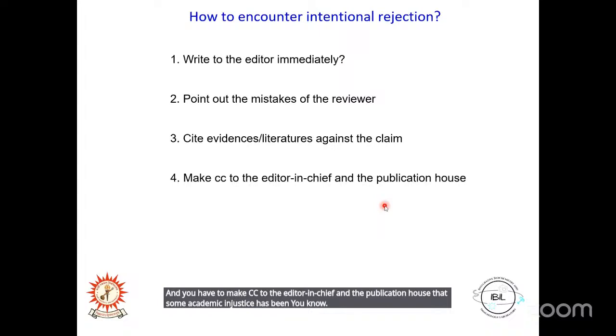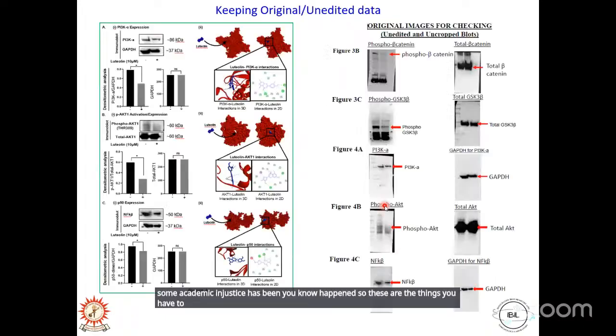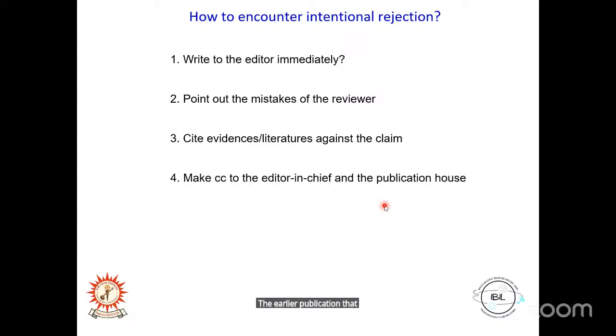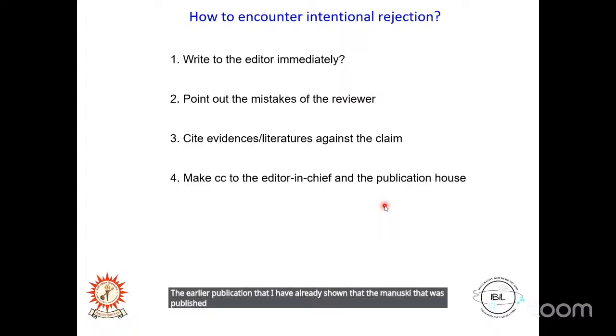So these are the things you have to do immediately. I just want to share one incident. The earlier publication that I have already shown, the manuscript that was published in the Journal of Infection, was rejected by the journal thrice.